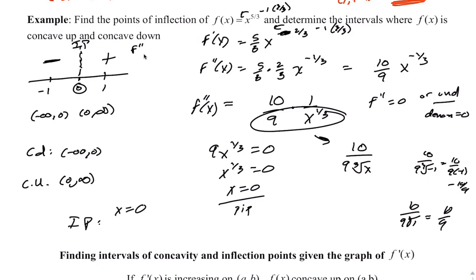Now remember, you have to actually write the point. So it's 0. And anytime you want a point, you plug into the original function. So you plug 0 into here. You get 0 to the 5/3, which is 0. So that's my inflection point.